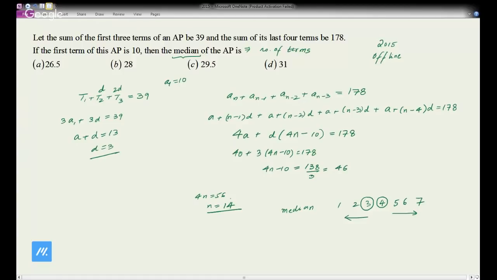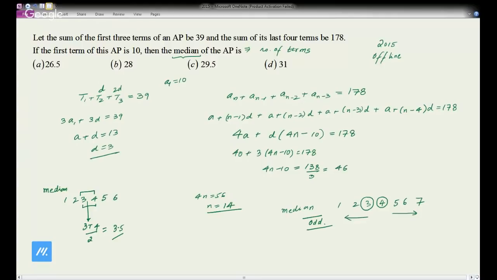So now the median concept: this was the concept when I told you that an odd number of terms were there. What will happen to the median when an even number of terms are there? 1, 2, 3, 4, 5, and 6. So what will be the median? This could be 3 as well as 3 plus 4 by 2. Right?